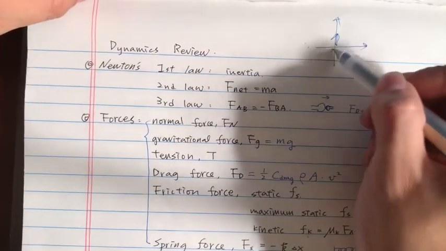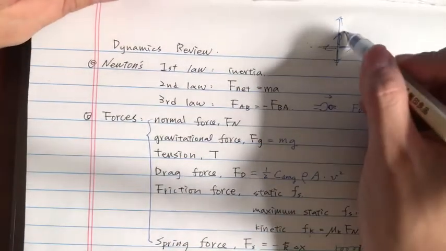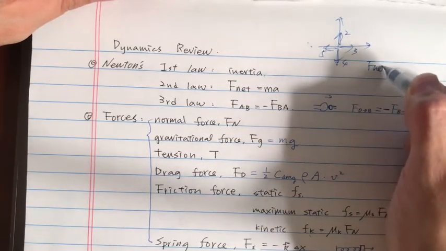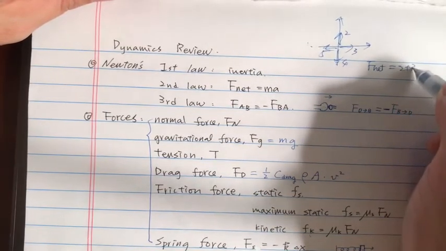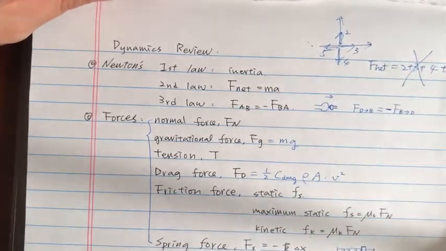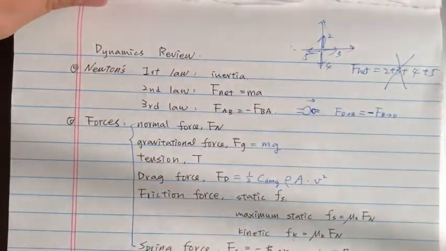For example, you cannot just add up these four forces together. That just doesn't make sense, right? It's not like it's 2, 3, 4, 5 Newtons. The net force equals 2 plus 3 plus 4. No, it doesn't work this way. All right, it has direction, so we need to split up everything into x component and y component.